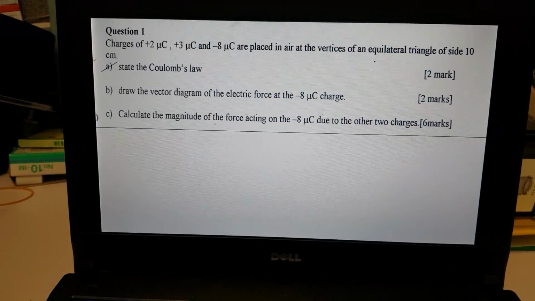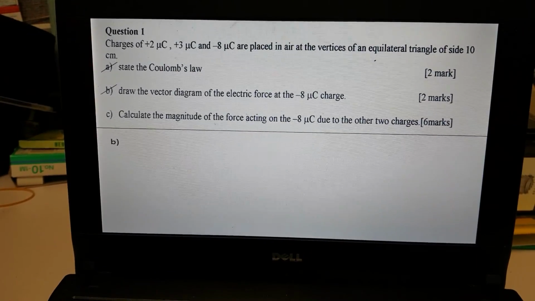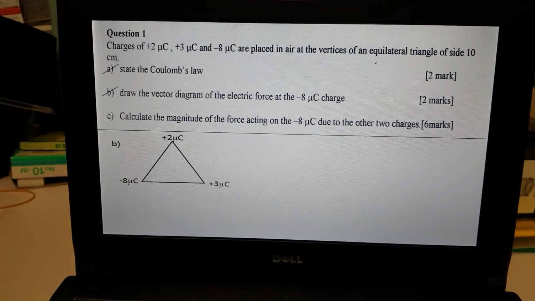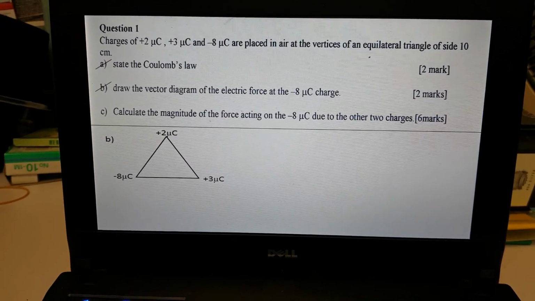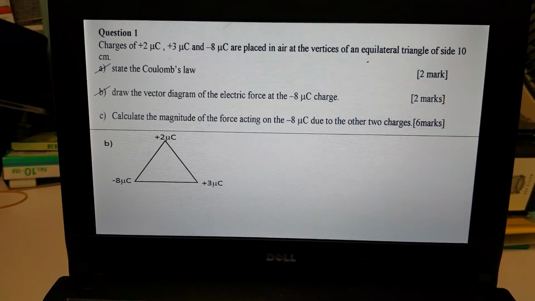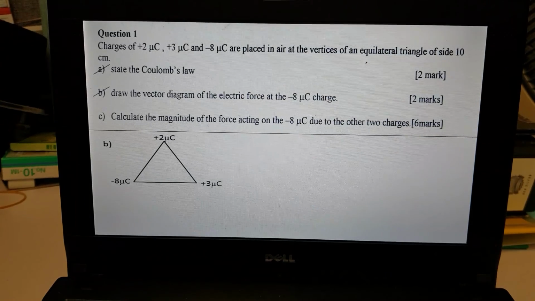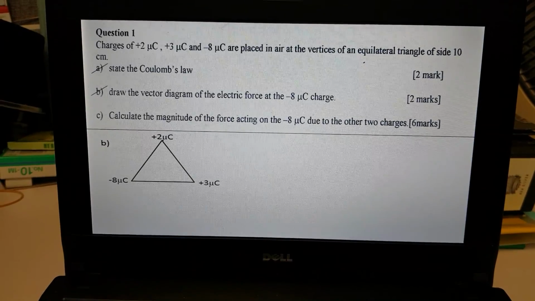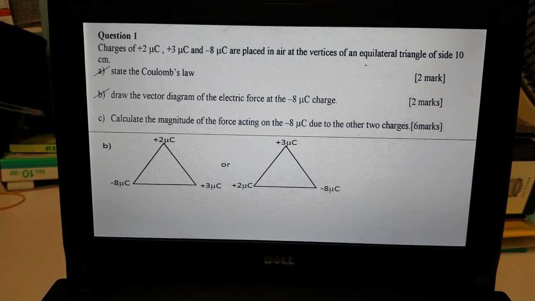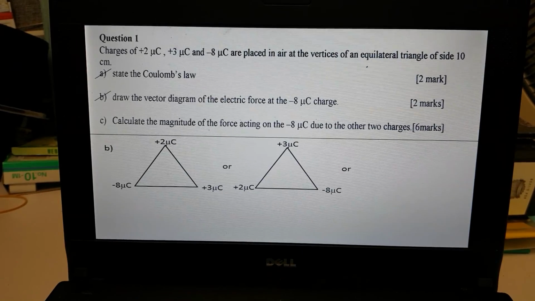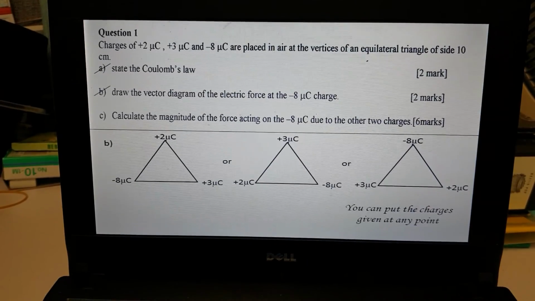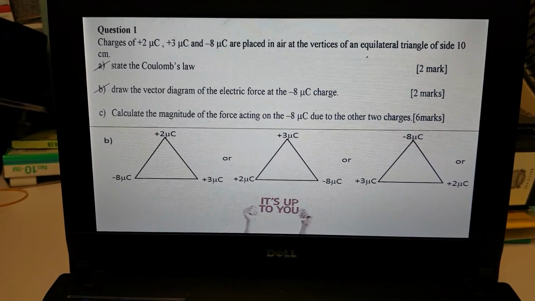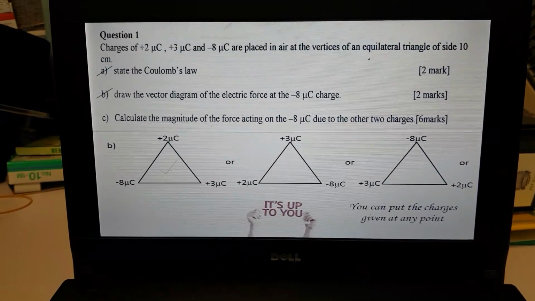Okay, for question B, draw the vector diagram of the electric force at the negative 8 microcoulomb charge. So we can draw the three charges at any point of the vertices of the equilateral triangle. The first one, or the second triangle, or the third one, or any triangle you can draw. So it's up to you. Okay, let's say we choose the first one.